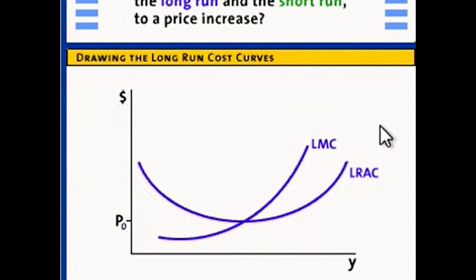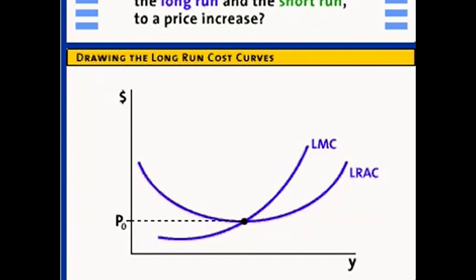The answer, as always, is find the place where price is equal to marginal cost. So follow the price line horizontally across the diagram until we get to price equals marginal cost, until we get to the long-run marginal cost curve. If the price had been higher, say at a price way up here, then the firm would have gone over to a point like this on its long-run marginal cost curve. If the price had been lower, say down here, then the firm would have looked for a point like this. The firm always seeks to make price equal to marginal cost as it tries to maximize its profits. And in the long run, that means being where the price touches the long-run marginal cost curve.